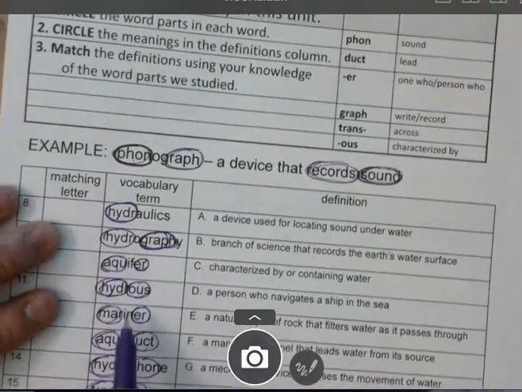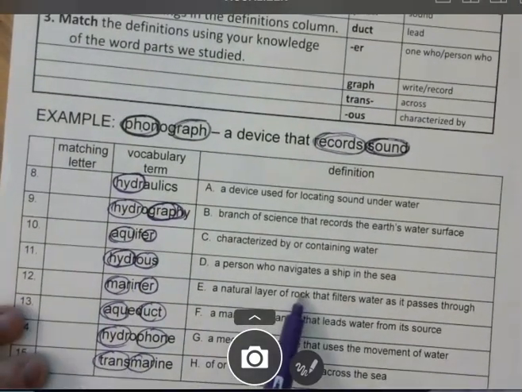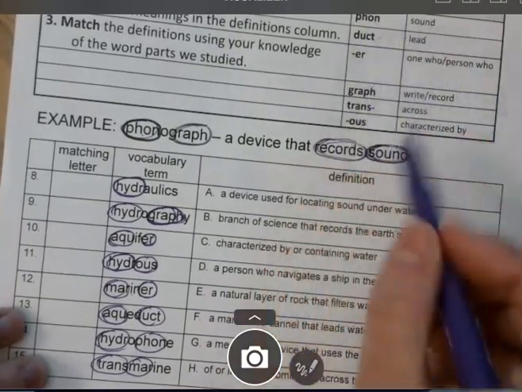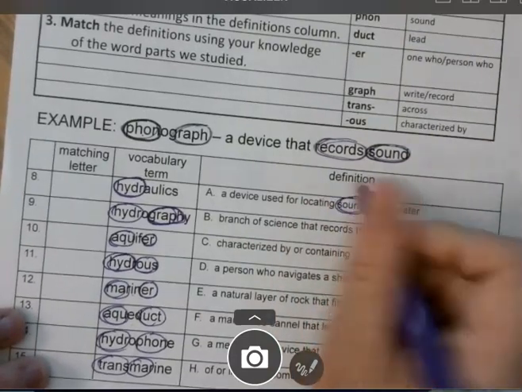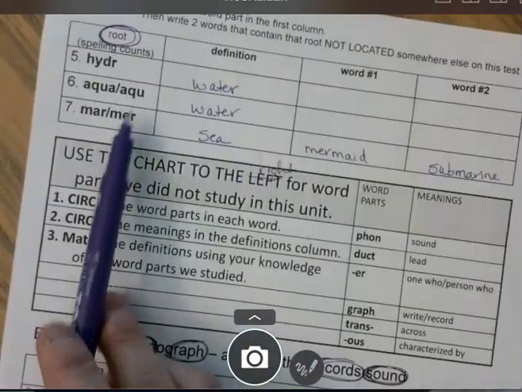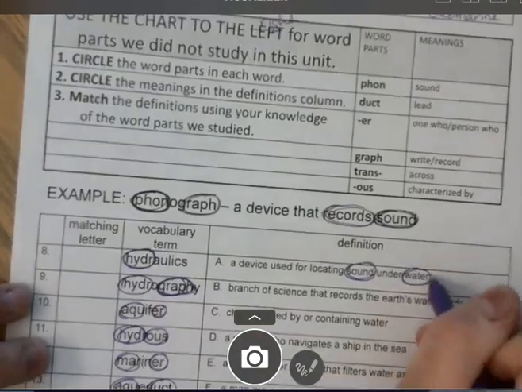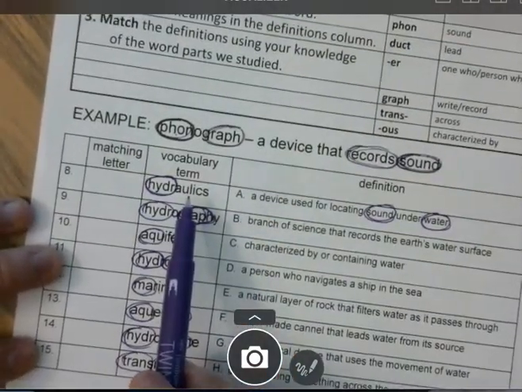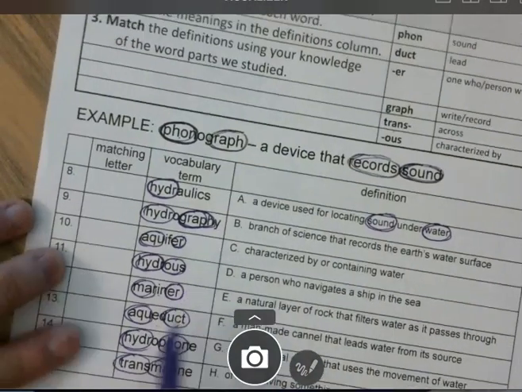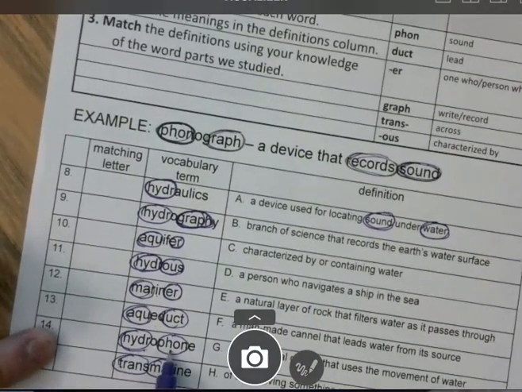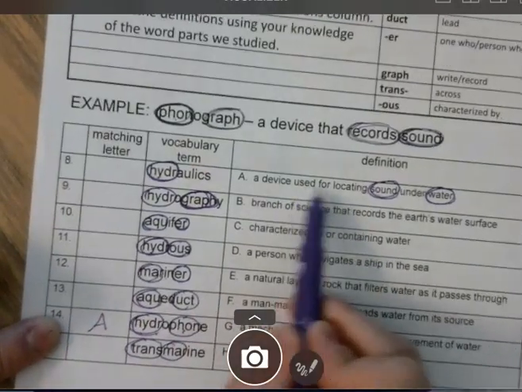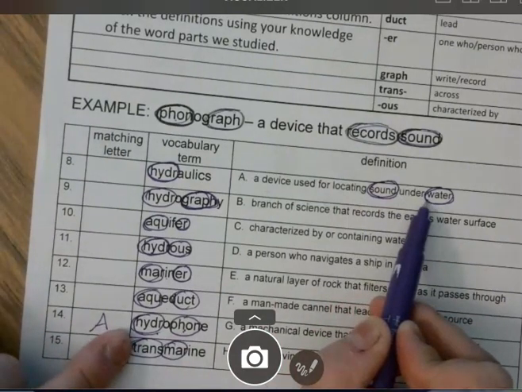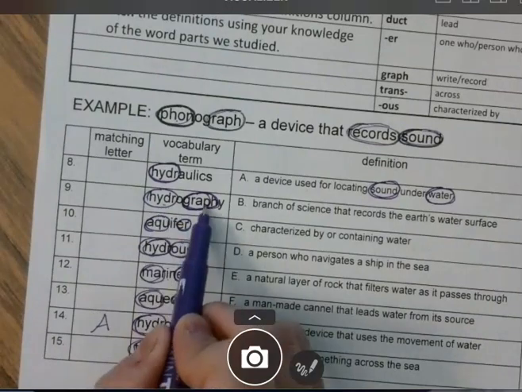So what I need to do is try and figure out matching these words and these definitions over here. So over here I see a device used for locating sound underwater. Well, I know that phone means sound, and I know that my word's either going to have hydra or aqua because it talks about water. So I'm looking for something that has hydra and phone. So let's see, hydrophone. So a hydrophone must be a device used for locating sound, phone, and water, underwater rather.